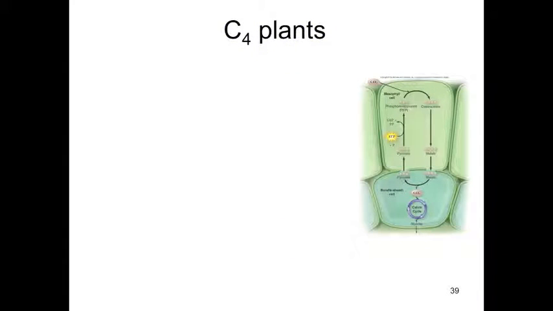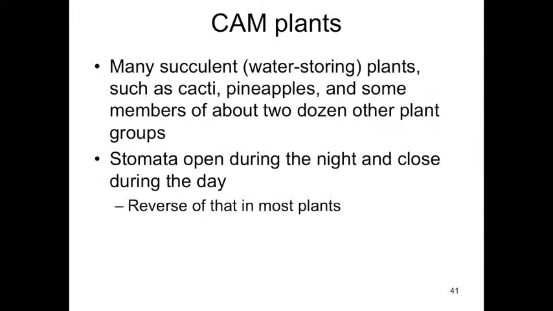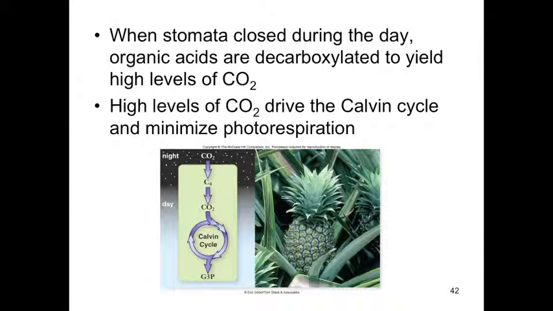Those mechanisms are C4 photosynthesis, where we separate the fixation of carbon spatially, and then CAM plants have adapted to separate the fixation of carbon in time. So at night we fix carbon in the C4 pathway. It's the same pathway. And in the daytime we release it into the Calvin cycle for C3 carbon fixation. So that brings us to the end of our chapter on photosynthesis.